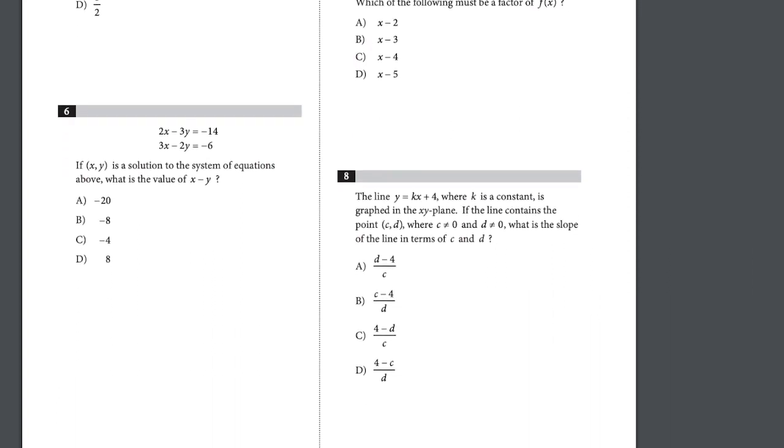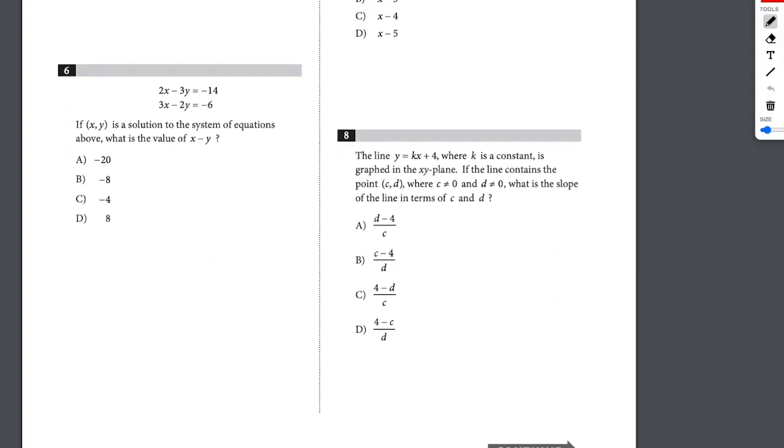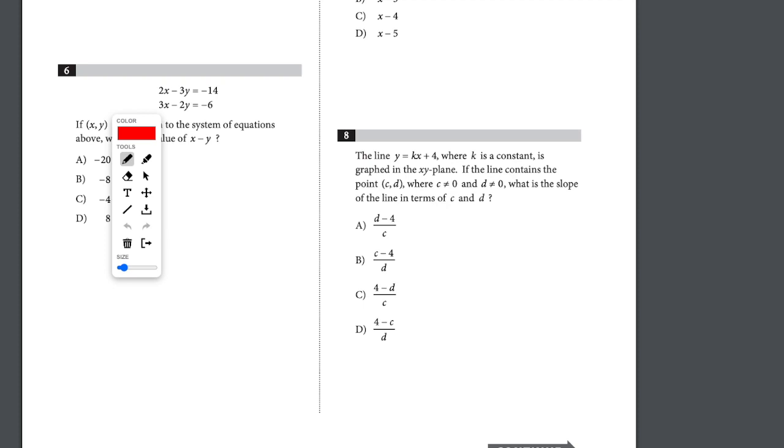Alright, number 8. I love this problem because it's just a good problem to do. The line y equals kx plus 4, where k is a constant, and I think it's usually the slope. You guys know the slope-intercept formula? It's one of the more common algebraic formulas. y equals mx plus b, where b is the y-intercept, aka the value of y when x equals 0, and m is our slope. In this case, k is our slope.